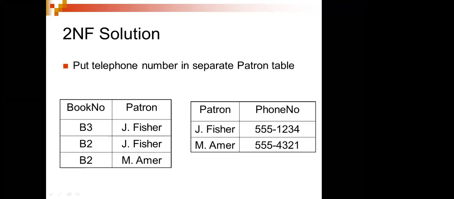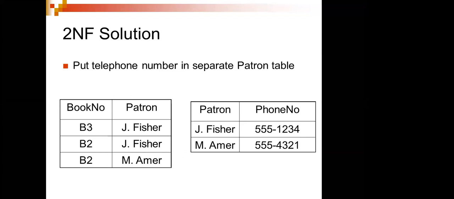So in the second normal form, what are the points you should remember? The insertion problem should be solved. The update anomalies problem should be solved. The deletion anomalies problem should be solved. So how will I solve this one? Now this is the solution.